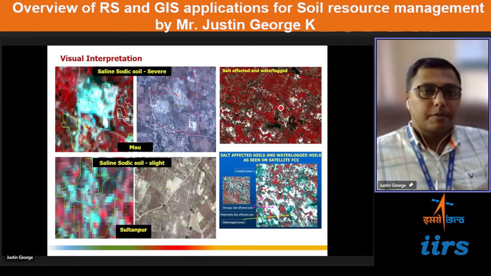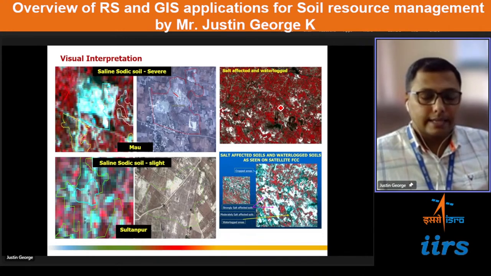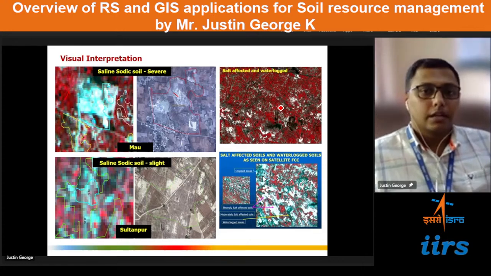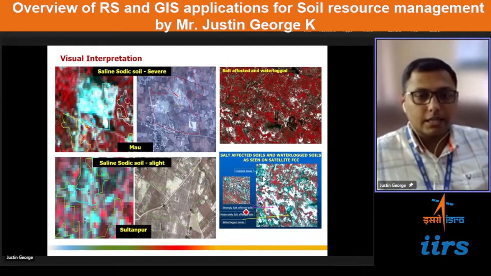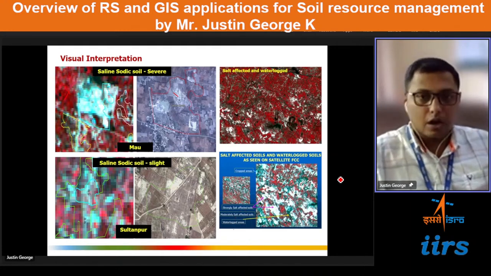And there is another connection between salt affected soils and waterlogged soils. There is a high tendency that both salt affected and waterlogged soils may coexist in regions. Wherever there is waterlogging, in due course of time there is a high chance that the area may get salt accumulation also. Here you can see the different categories of salt affected soil, like the waterlogged soil, the moderately salt affected, as well as the strongly salt affected regions, how they coexist and which we can observe in a single scene.